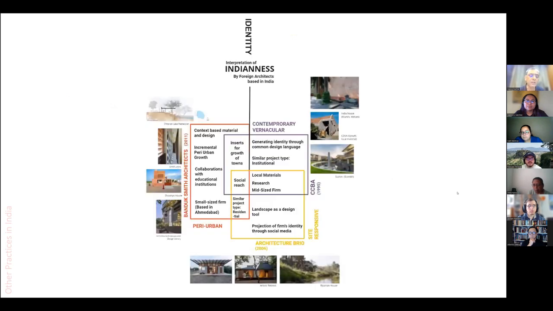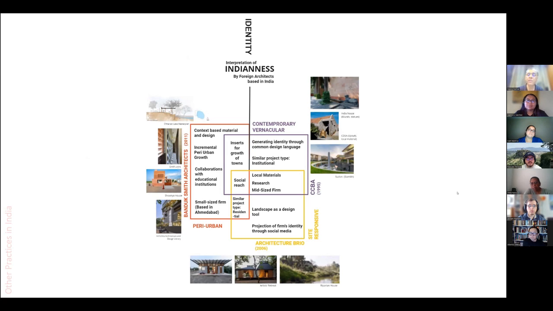And of course, there are lots of foreign firms which have established partnerships with local architects. So you have Bandukh Smith Architects in Ahmedabad, looking at various types of projects from housing to institutions. We have Architects Brayo, a Dutch architect, and an architect from Mumbai. They are looking at several projects in and around Mumbai.